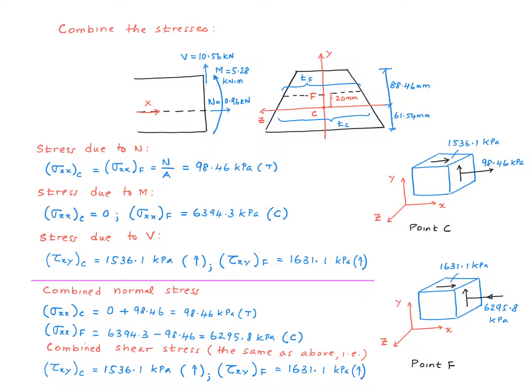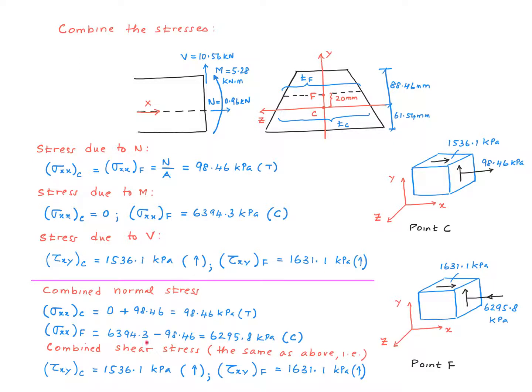In this slide, we combine the stresses. Here's a summary of the stresses due to individual forces from the previous slides. We note 2 things here. Number 1, sigma xx is produced by 2 different sources, the axial force N and the bending moment M. On the other hand, the shear stress is produced only by the shear force V. So here we combine the normal stresses, keeping in mind the signs. At point C, the bending stress is 0, whereas the stress due to the axial force is 98.46 kilopascal, which is a tension. At point F, however, we have both.